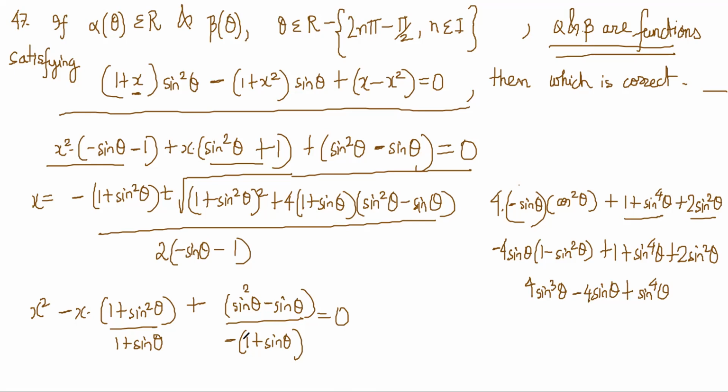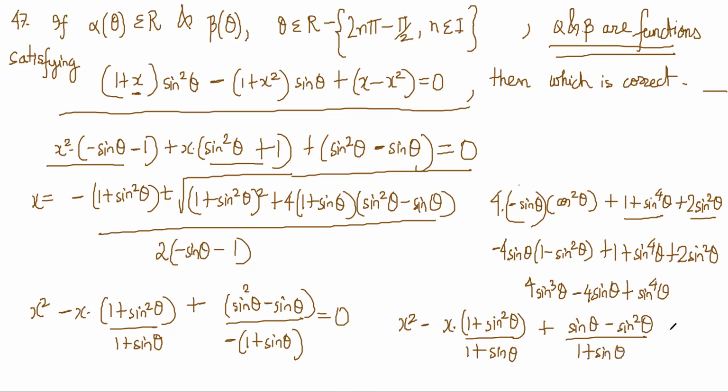So this becomes sine theta minus sine square theta. You have an equation like x square minus x into 1 plus sine square theta by 1 plus sine theta plus sine theta minus sine square theta by 1 plus sine theta is equal to 0. This is my equation. Can we just immediately say the roots instead of trying to solve it? Sum of the roots is this, product of the roots is this.